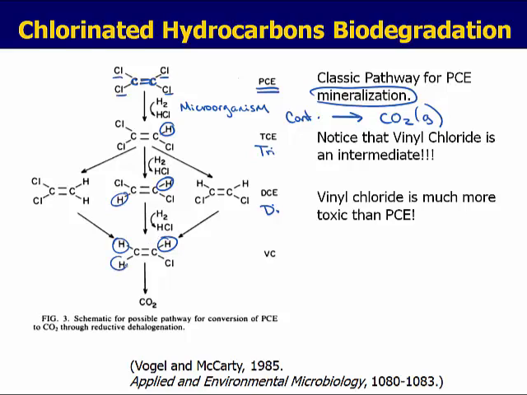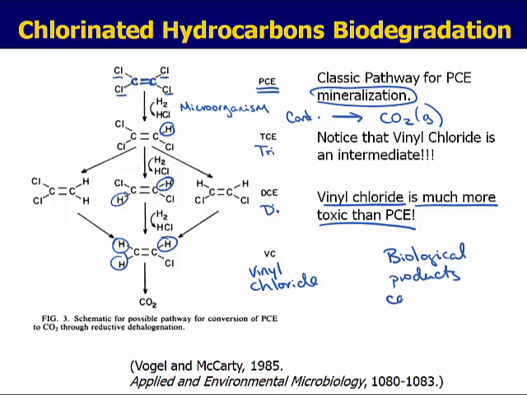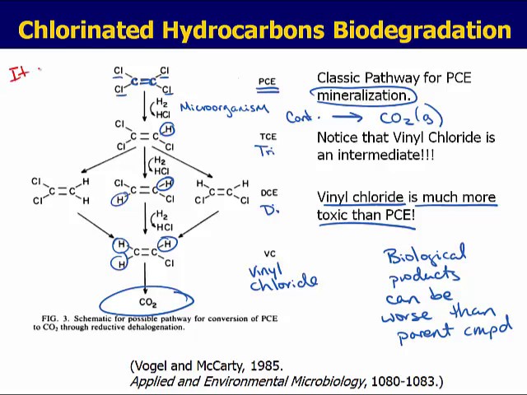And then you knock off a third chlorine, and you end up with something called vinyl chloride. And the reason this is significant is vinyl chloride is much more toxic than the original parent compound, PCE. And so this is a great example of how biological products can be worse than the parent compound. And yet, we would still try to encourage biodegradation because this is the only way to get to carbon dioxide or complete remediation. So it's also a great example of the old adage, it gets worse before it gets better. So bioremediation is an interesting technology because it does have the potential to completely mineralize and remediate pollution, and yet it is not without its challenges and difficulties.